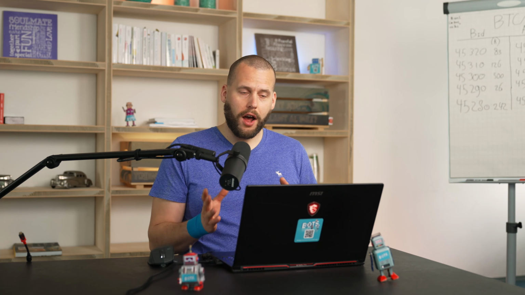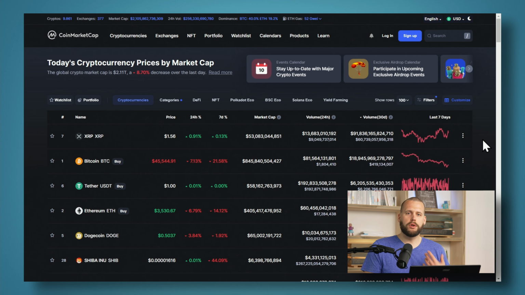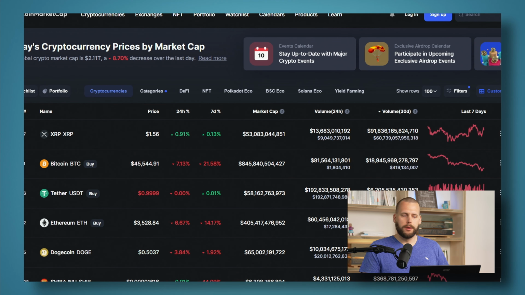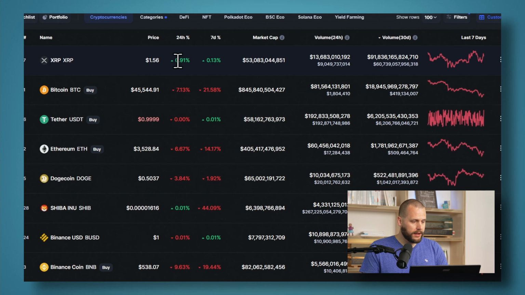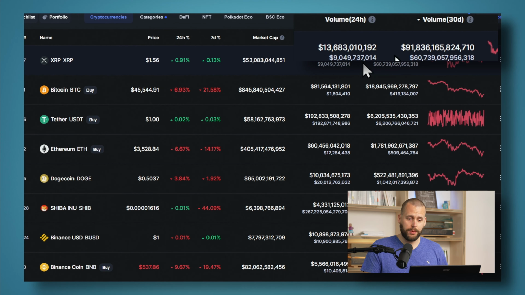So today I want to start out with having a look at CoinMarketCap and to give you a little bit of an idea of how much volume is in the different coins. And as you can see immediately, at the top of the list, we have XRP.